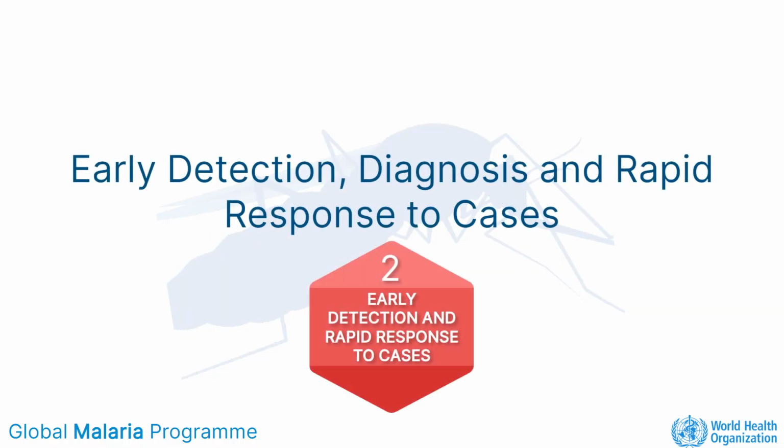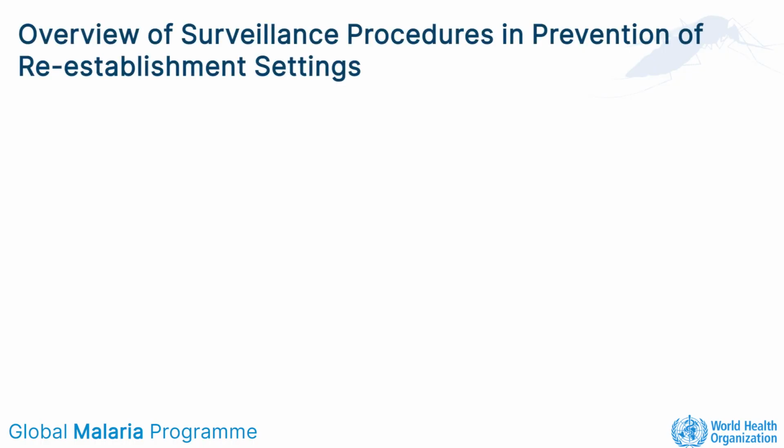Although it can be challenging to maintain vigilance for malaria in countries that have eliminated the parasite, early detection, diagnosis, and rapid response to malaria cases are critical to preventing reestablishment of transmission. Here we are again at the elimination surveillance cascade. However, there are a few changes to adjust the surveillance approach to prevent reestablishment.